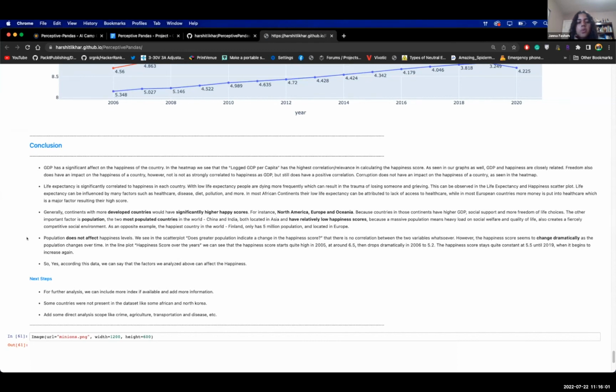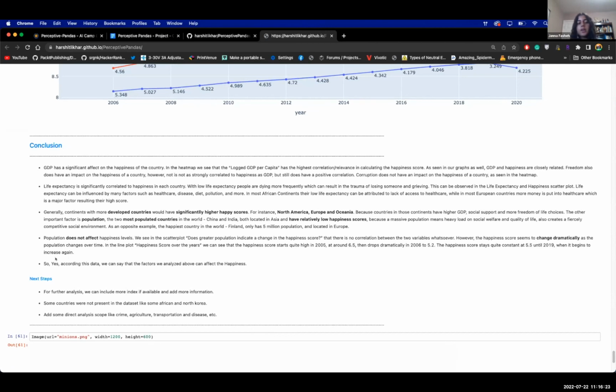So we can see from one year's population, it does not really have an effect on the happiness level. But as the population changes over time, the happiness score does change dramatically along with that. So yes, according to this data, we can say that the factors we analyzed above can affect the happiness.